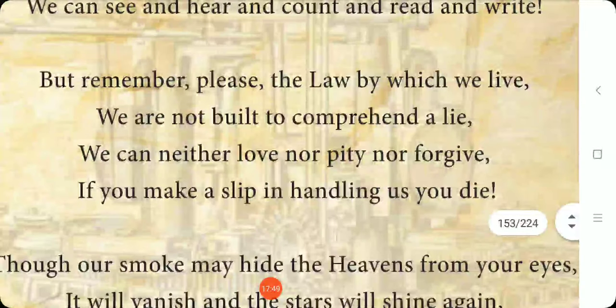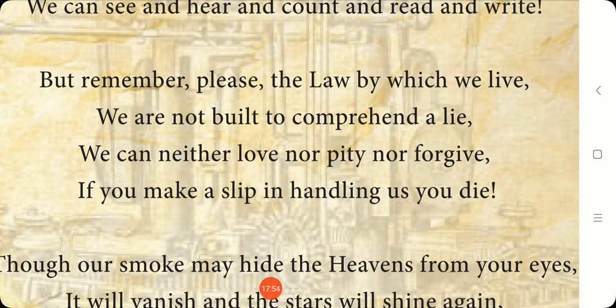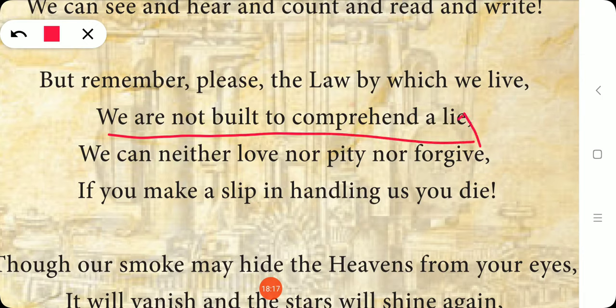Okay, let us go for the next stanza, that is the fourth stanza. But remember please the law by which we live. We are not built to comprehend a lie. We can neither love nor pity nor forgive. If you make a slip in handling us, you die. Here we can say "we are not built to comprehend a lie" is an example for personification, because machines cannot convey any lie. Machines cannot tell a lie; only we human beings have the quality to tell a lie. So here the machines are compared to human beings, human qualities, as if they can or cannot understand any lie. So the figure of speech in this line is personification, right?